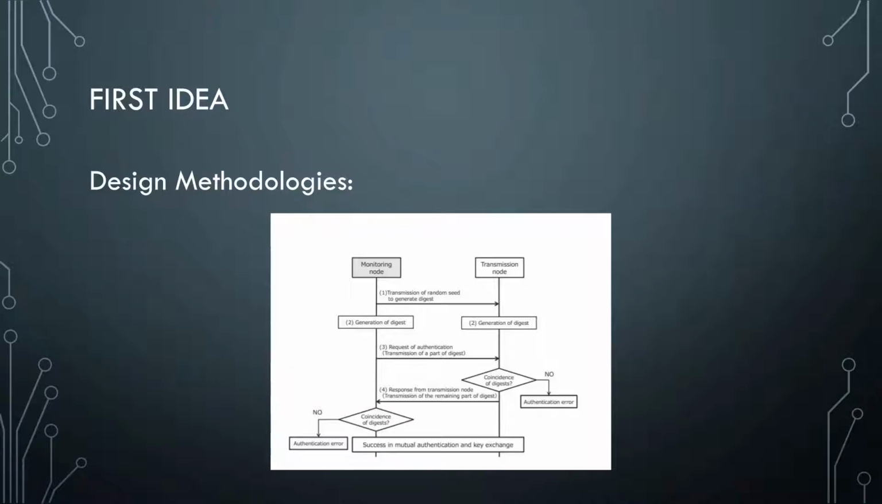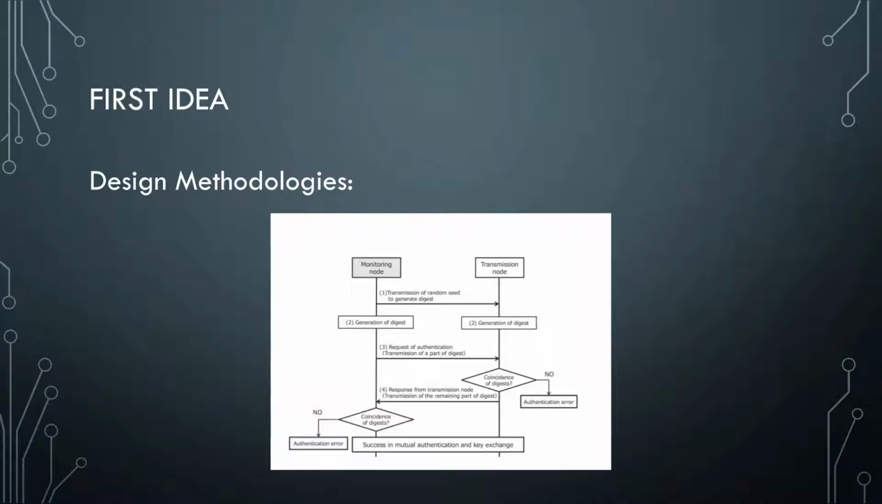After that, the transmission node will compare its calculated digest with part of the received digest from the monitoring node. If both digests are equal, the transmission node will transmit the subsequent digest to the monitoring node. If the digests are not equal, it will be considered an authentication error and the message will be destroyed.